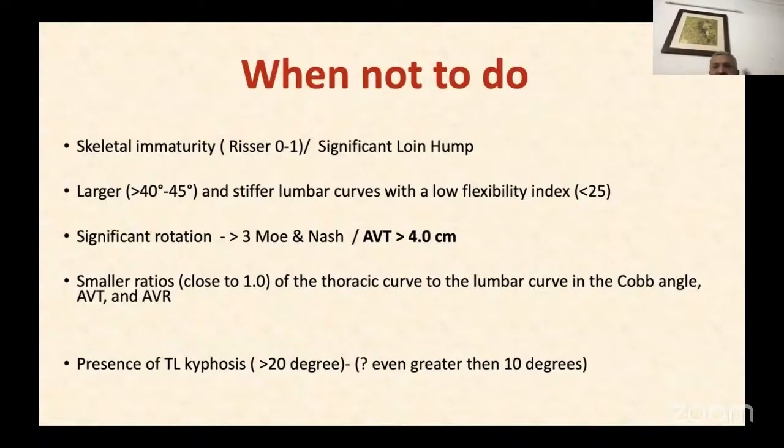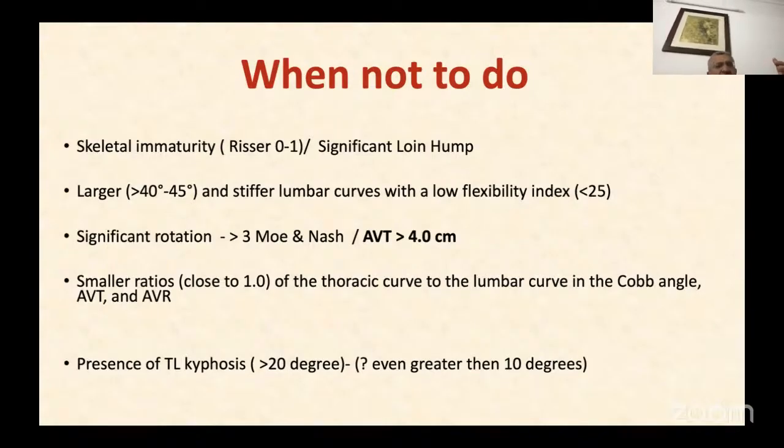Therefore, when not to do it, as I mentioned, basically when you have to do and when not to do. Skeletal immaturity, number one. When there is a significant loin hump. And in the larger lumbar curve, even though it is not structural, if you've got a lumbar curve which is 45 degrees, which is significantly rotated, they are not ideal candidates for a selective thoracic fusion.